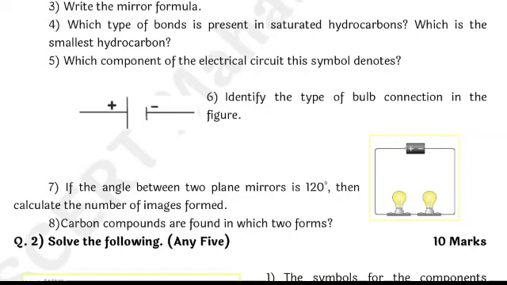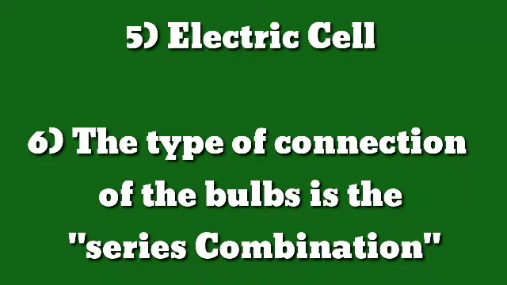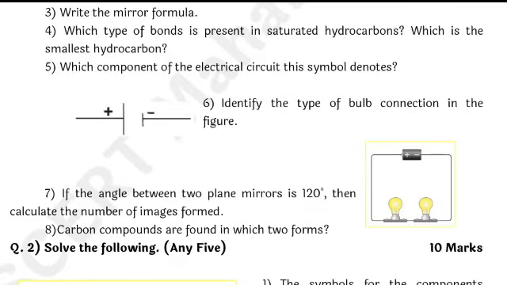Let's see the answer of question number 5. The figure is of an electric cell, and in question number 6 the type of connection of the bulbs is the series combination. Friends, as you know, there are two types, series combination and parallel combination, but this figure indicates the series combination.